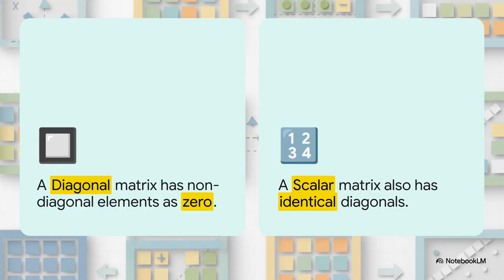Now, let's look at the other branch of our family tree, where the rules get a bit stricter. A diagonal matrix means every single number that is not on the main diagonal is 0. It's pretty relaxed about what numbers are actually on the diagonal itself. But to enter the more exclusive scalar matrix club, those diagonal numbers can't just be random. They must be perfectly identical to each other. Every single one has to match.